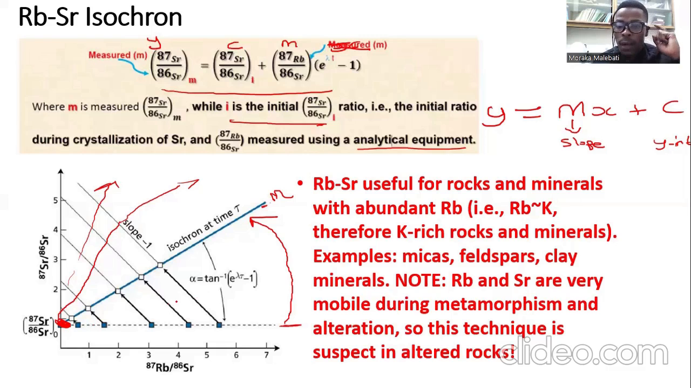Now the rubidium-strontium method is useful for rocks and minerals. But note that rubidium and strontium are very mobile during metamorphism and alteration. So this technique is suspect in altered rocks. You must be aware that it might not work for every rock.